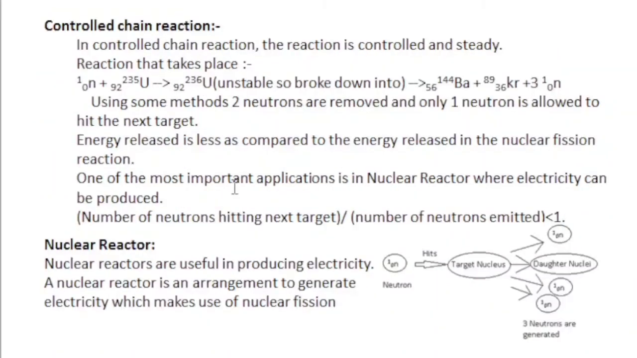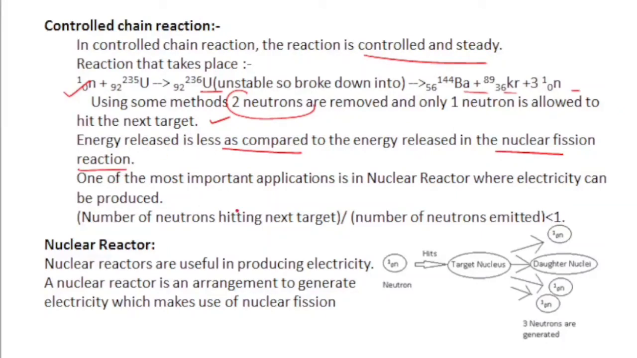Now the controlled chain reaction. In a controlled chain reaction, the reaction is controlled and steady. For example, in a fission reaction, uranium-92 plus neutron strikes, it produces an unstable nucleus, then barium, krypton and 3 neutrons are produced. By any method, if 2 neutrons are removed and only 1 neutron is allowed to hit the next target, in this case the reaction goes in a controlled way. Energy released is less as compared to the energy released in an uncontrolled nuclear fission reaction.